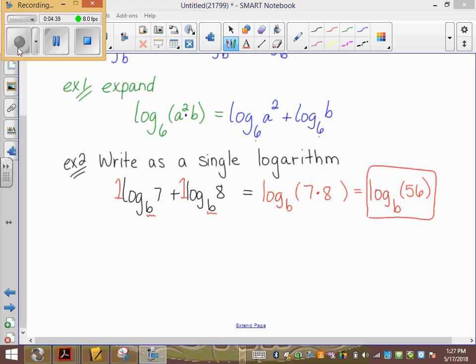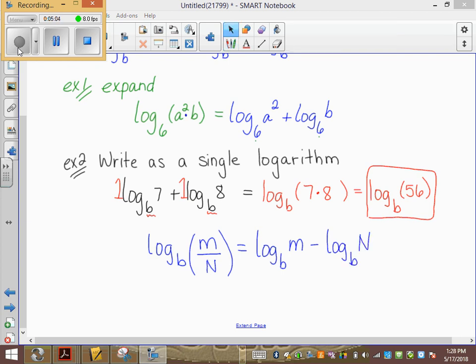That's the product rule. Then there's the quotient rule. And we're actually going to use them together. So we're going to do them separate again, and then we'll use all these 3 laws together. So this is the quotient rule. Quotient is an answer to a division. So when I have this, I can split this up as log base b of m minus log base b of n.